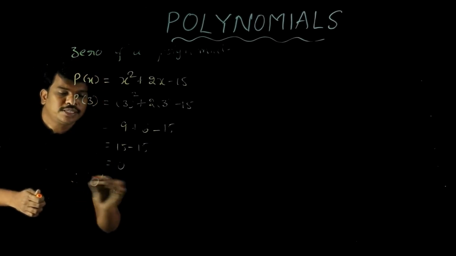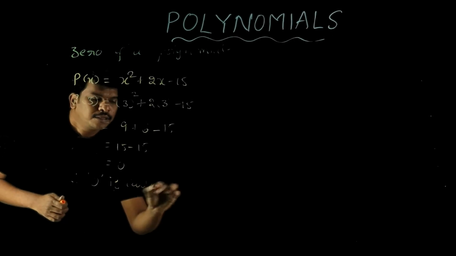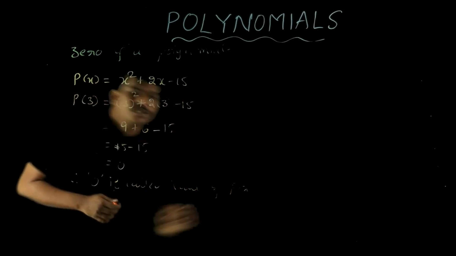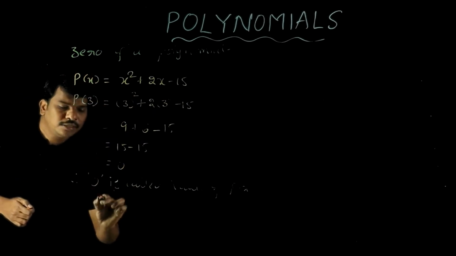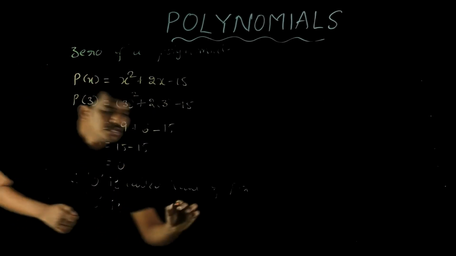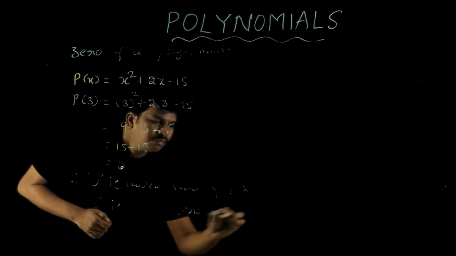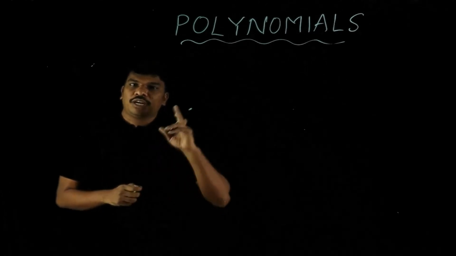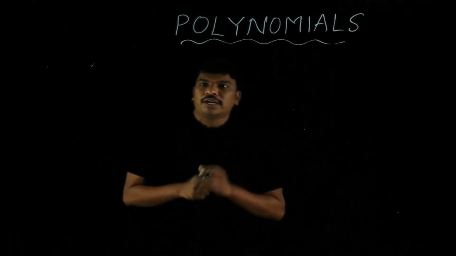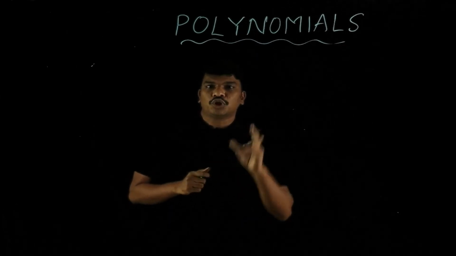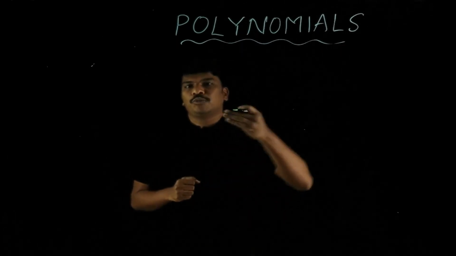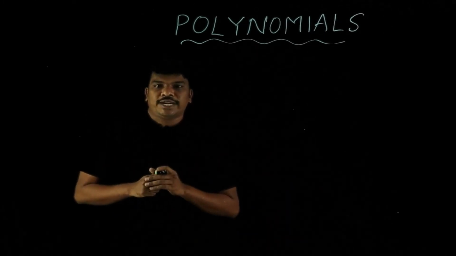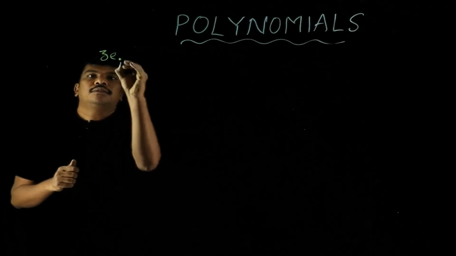Here 0 is called the value of the polynomial p of x, whereas the substituted number 3 is called the 0 of the polynomial p of x. A linear polynomial contains only one 0, whereas a quadratic polynomial contains at most 2 zeros. Similarly, a cubic polynomial contains at most 3 zeros. Now we discuss how to find the 0 of a linear polynomial.